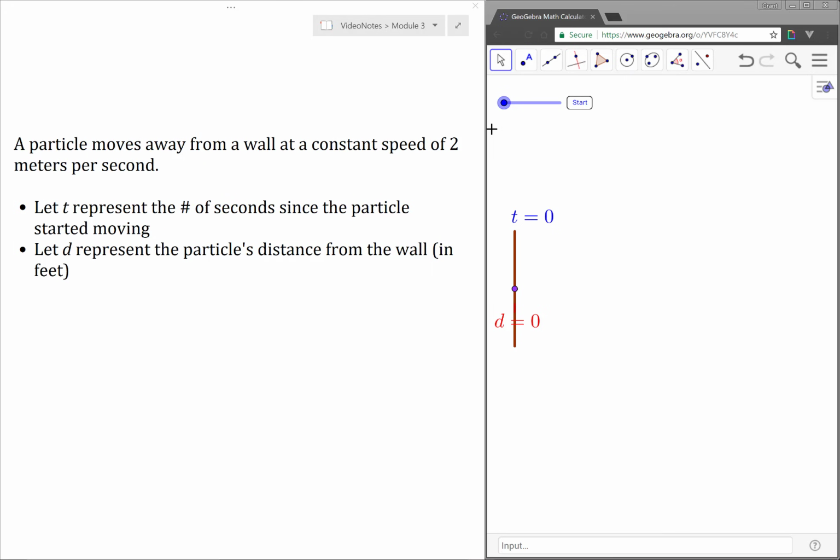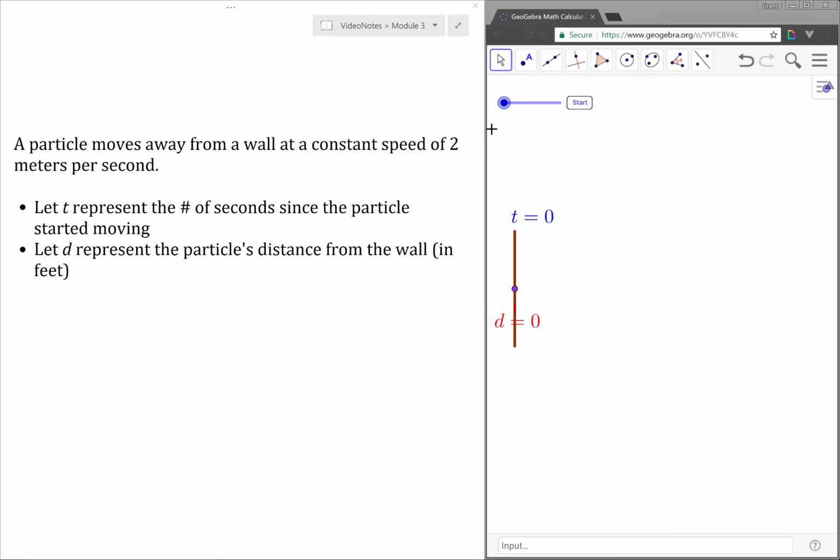In the past several investigations, we've been examining and using functions. Recall that a function takes an input value and determines exactly one corresponding output value. In this investigation, we will look at reversing this process and seeing if we can determine exactly one input value if we are given an output value.